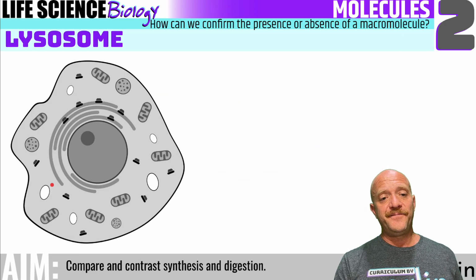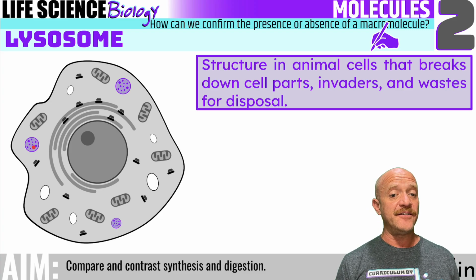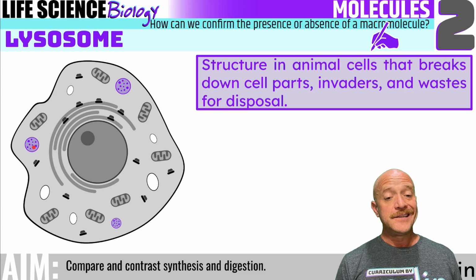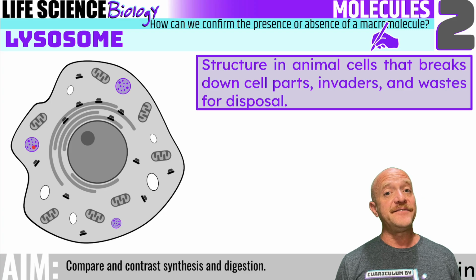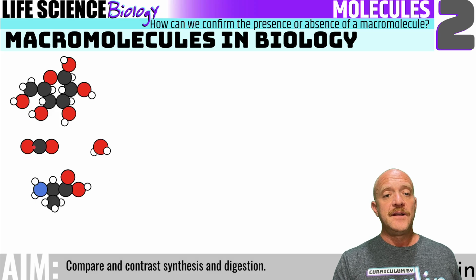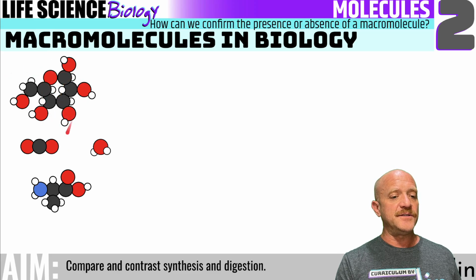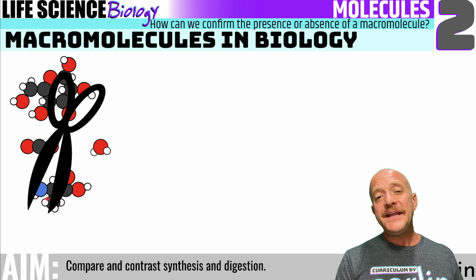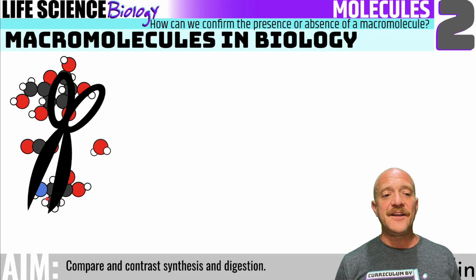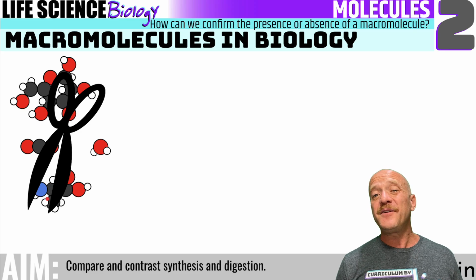A lysosome. That is this little structure right here inside of the cell. It is a structure in animal cells that breaks down cell parts, invaders, and wastes for disposal. So you can imagine lysosomes have lots of enzymes present because they need to break down these molecules. So what I want you to think about is you have these molecules like glucose, like carbon dioxide, like water, like amino acids. You need to break them down first because we're not just taking this glucose and using it as glucose. We have to break it down.